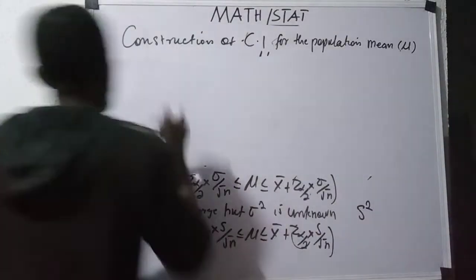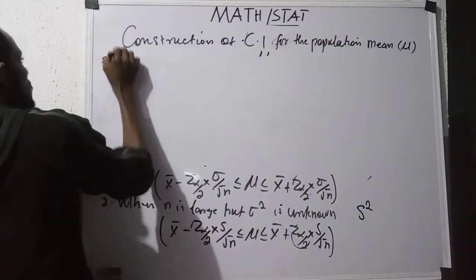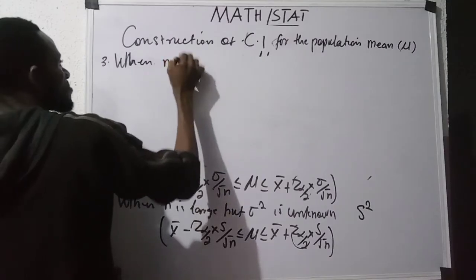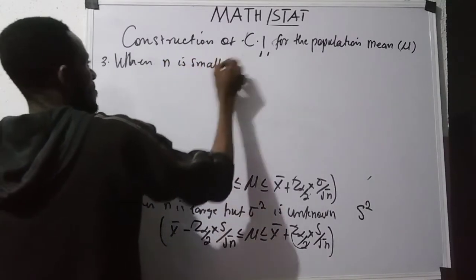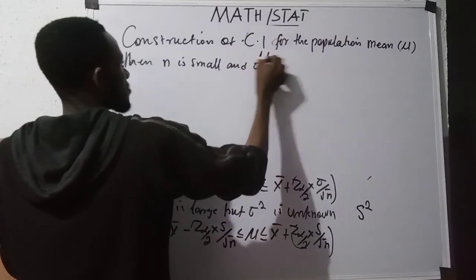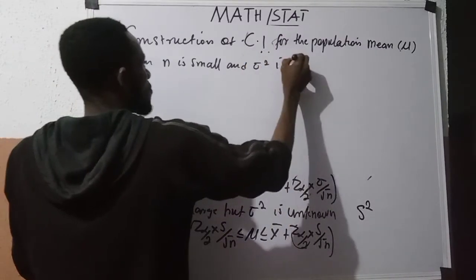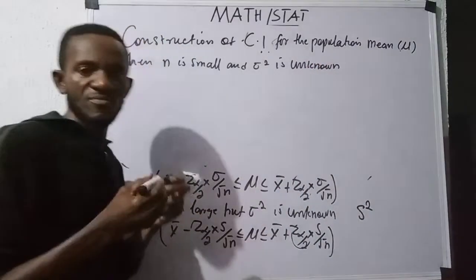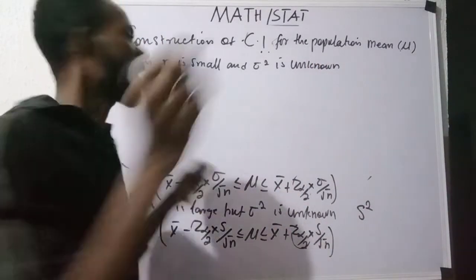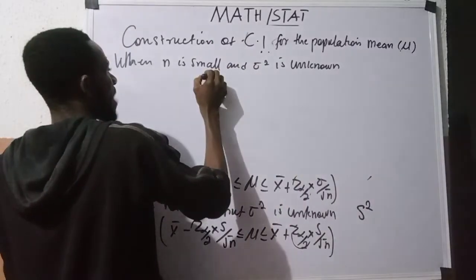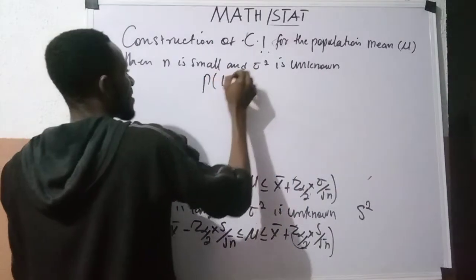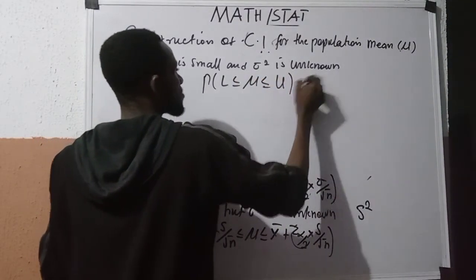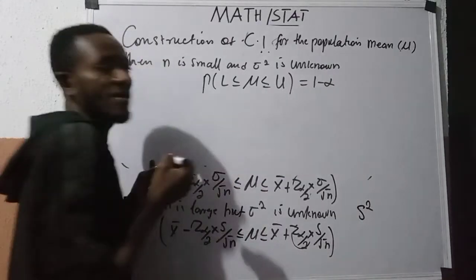That condition is now the number 3 condition, when n is small and sigma squared is unknown. Okay? And our interest still remains on P of L less than or equal to mu less than or equal to U, which is going to be given as 1 minus alpha.